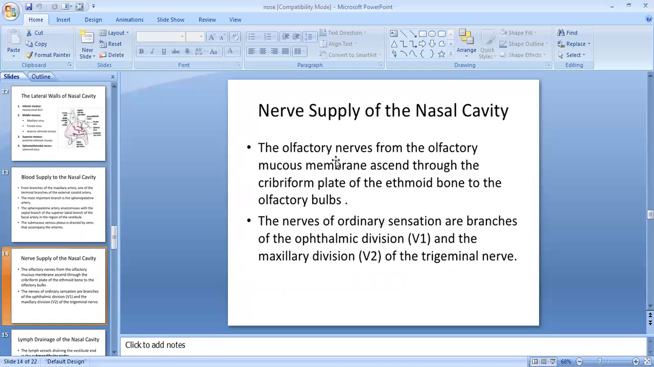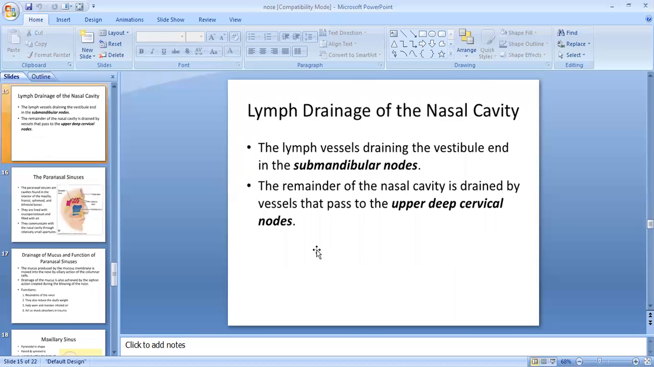Nerve supply is basically special sensation and general sensation. The special sensation of the nose is basically the sense of smell. So the sense of smell is carried by olfactory nerves. And olfactory nerves, from the olfactory mucous membrane, ascend through the cribriform plate of the ethmoid bone to the olfactory bulbs. The nerves of ordinary sensation, the general sensation, pain, touch, temperature, etc., are carried by the ophthalmic division and the maxillary division of the trigeminal nerve.